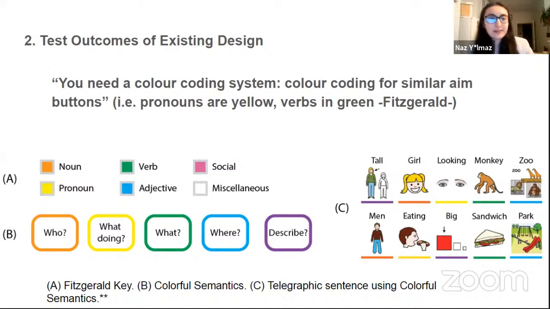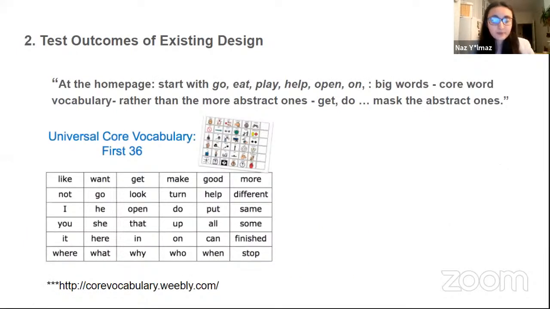Firstly, we get this feedback from the test outcomes of existing design. You need a color coding system. Color coding for similar aim buttons. For example, the pronouns are yellow, verbs are green in Fitzgerald. Because the different professionals we get support from recommend the Fitzgerald to us, we choose this system for the grouping. Secondly, with the support of this community, we understand the core words and their importance and choose a new symbol set to include the missing core words and scratch the missing ones ourselves.